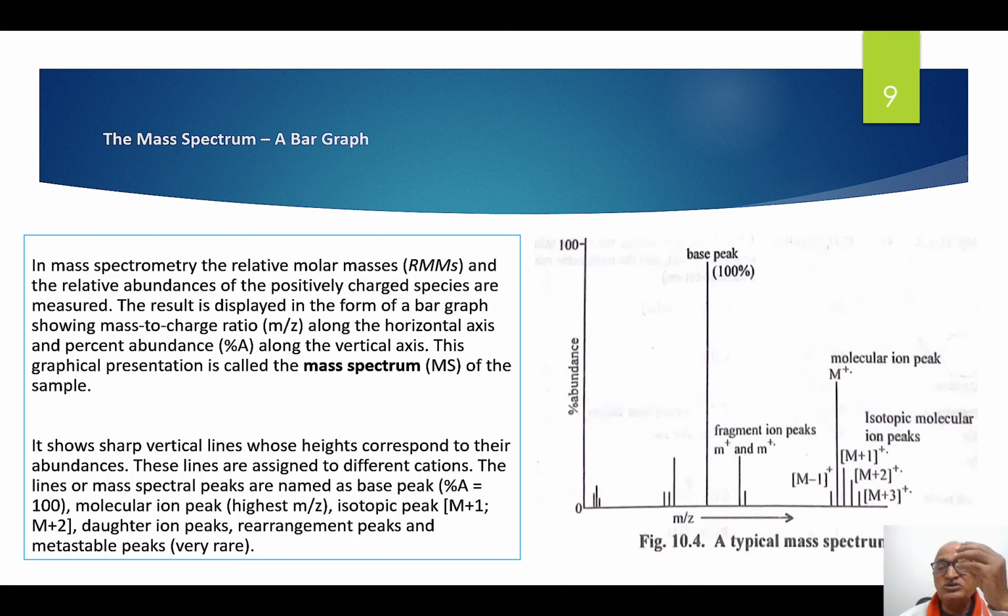So due to the presence of these isotopes, sometimes we also see isotopic molecular ion peaks, M plus 1, M plus 2, M plus 3. So I repeat, a mass spectrum is a bar graph. It shows vertical lines which are called mass spectral peaks. The peaks are variously named: base peak, fragment ion peak, molecular ion peak, isotopic peaks. One more term is there, metastable ion peak, which we will discuss later.